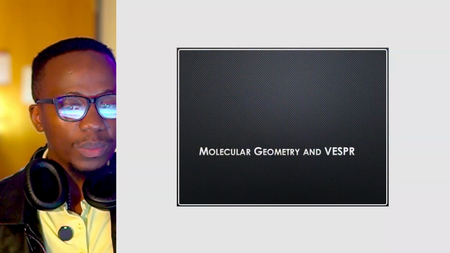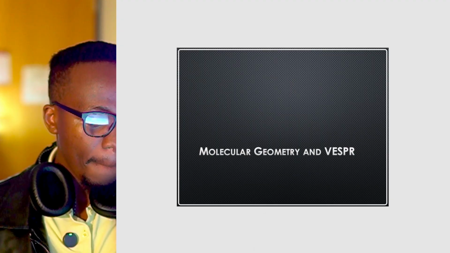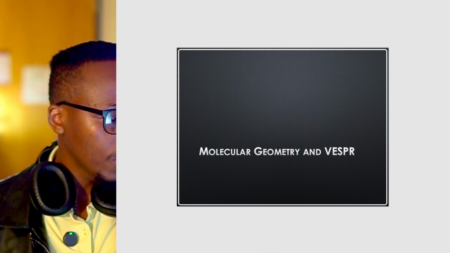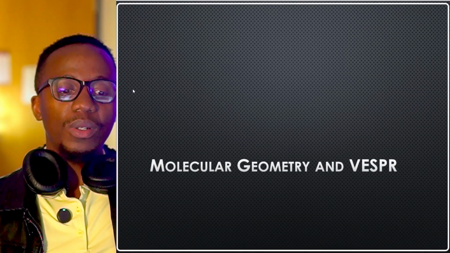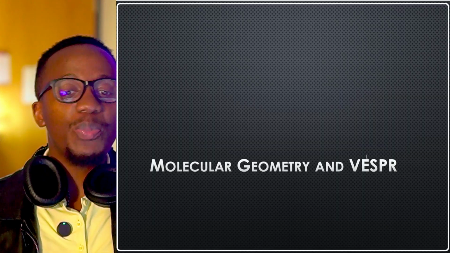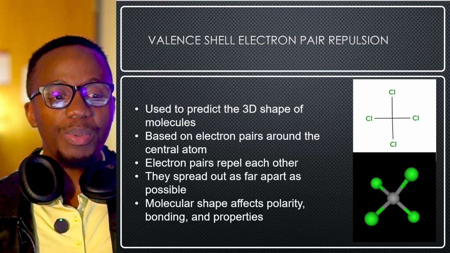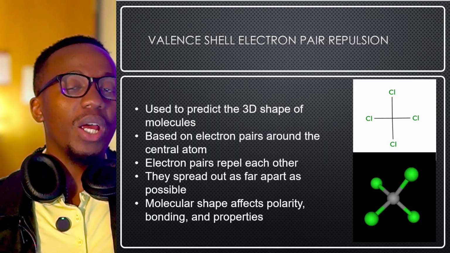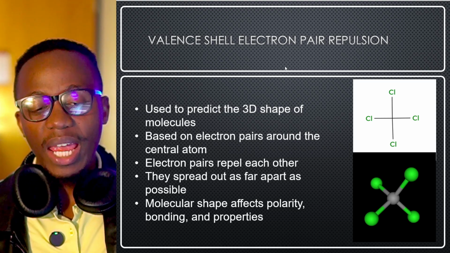So let's get started. Let's say you have this molecular geometry. First we're talking about molecular geometry and VSEPR. What is VSEPR? VSEPR is valence shell electron pair repulsion. This is how we find the geometry of a certain chemical.